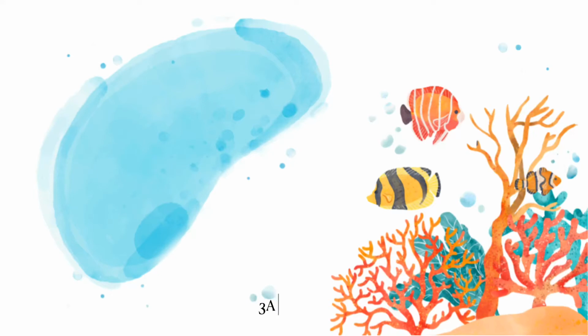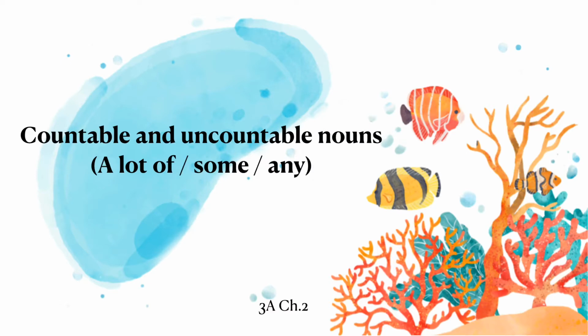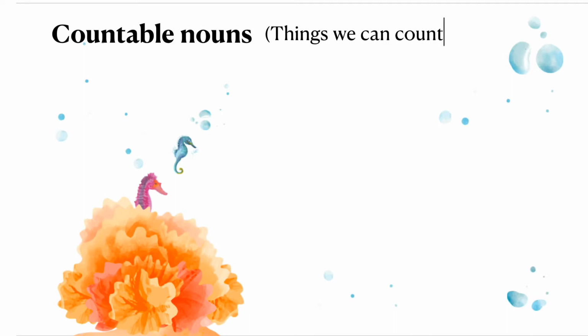Hi guys! Today we are going to continue with the topic countable and uncountable nouns, but we are going to talk more about how to use the quantifiers in the sentence. Do you still remember what countable nouns are? Countable nouns are things we can count with numbers, like sandwiches, sausages, or candies.